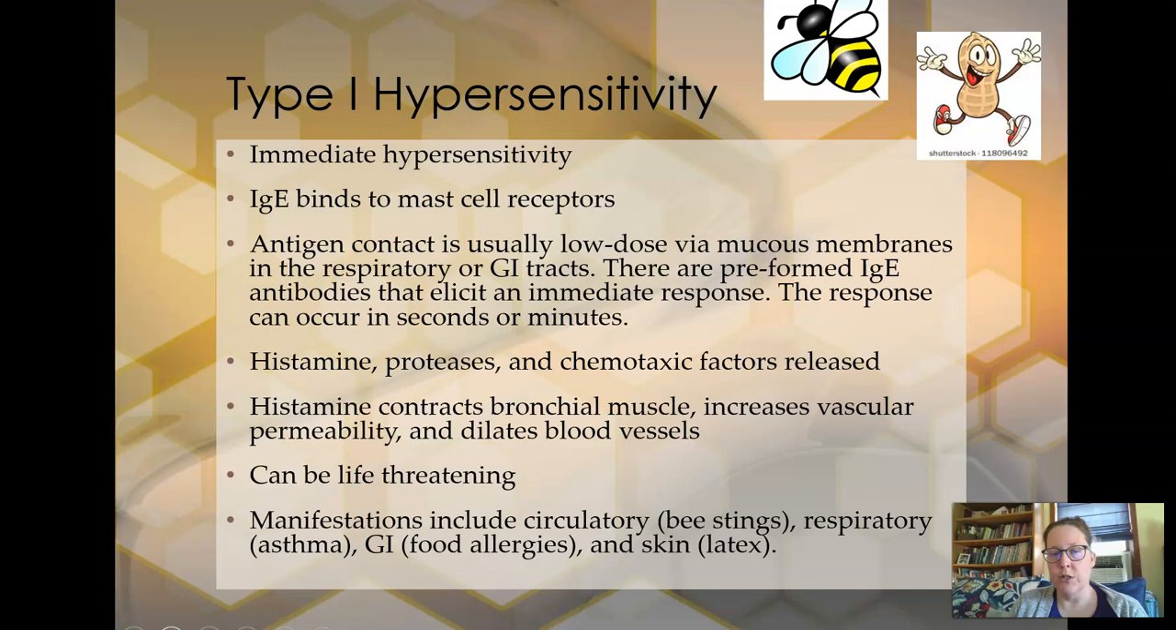And so usually if somebody has one of these life-threatening types of allergies, they usually should have some kind of EpiPen somewhere on them. So again, the manifestations of these can include circulatory problems, like in bee stings, respiratory, like in asthma, GI would be like food allergies, and skin reactions can be latex allergies. And again, some of them are systemic and can cause anaphylaxis, and some of them are not systemic. Some of them are just annoying.